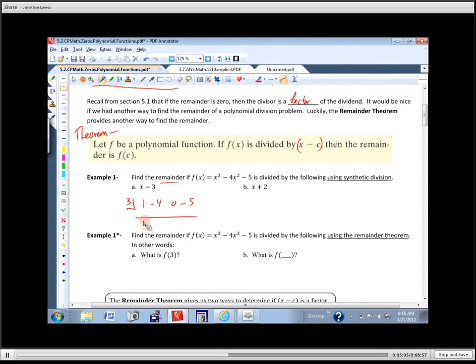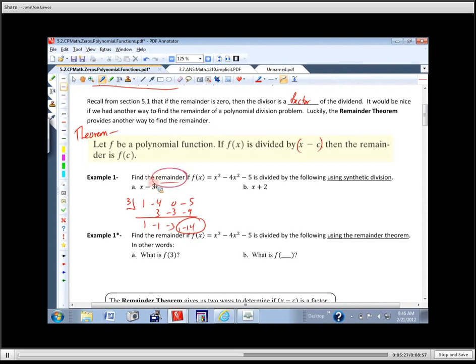And then it's that same process. Bring down, multiply, add. Multiply, add. Multiply. We get negative 14, is that right? Okay, so there's the remainder. That's it. That's all it asks you to do.